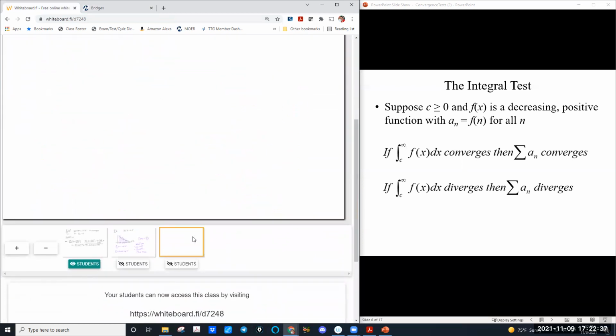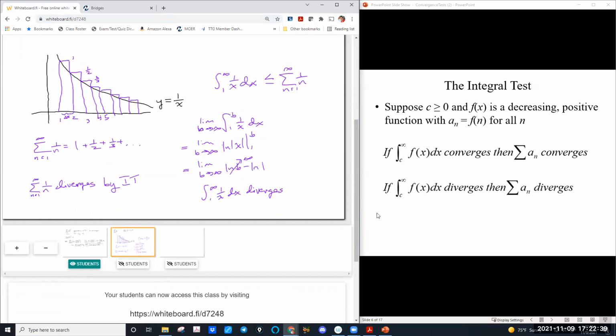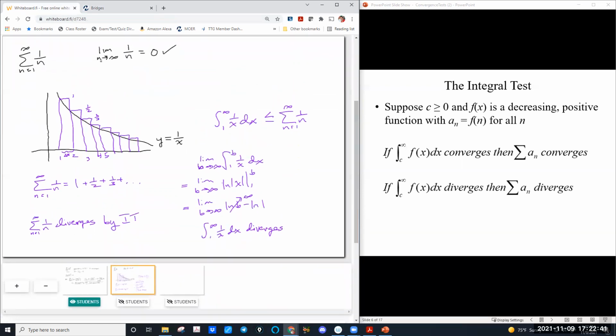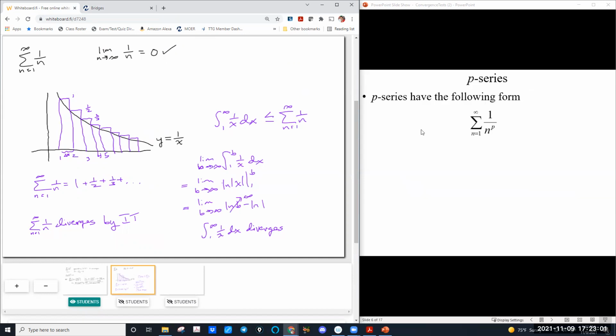So with the integral test, if you have a series that it looks like you can take the antiderivative of the general term, use the integral test. And then all you do is turn it into an improper integral, and then you're back into our first module.